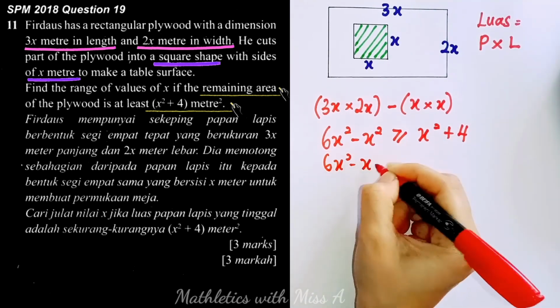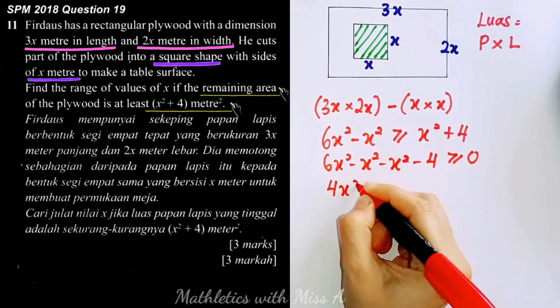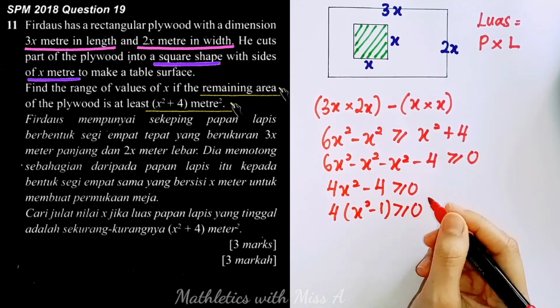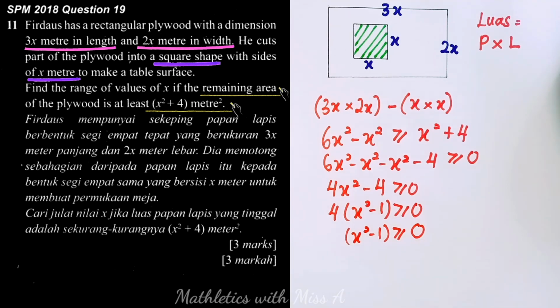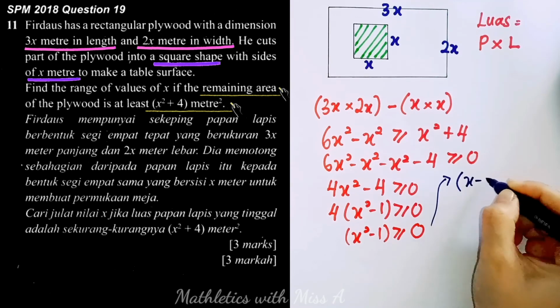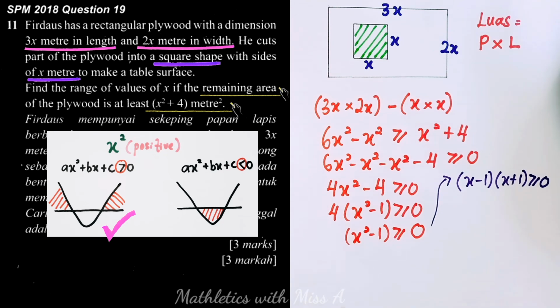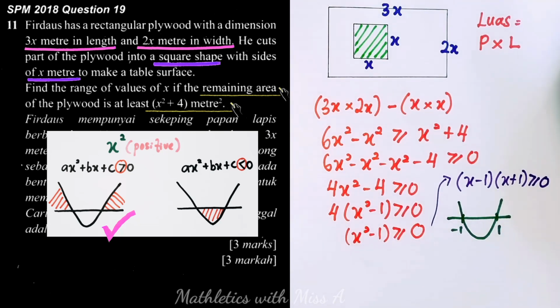Then rearrange. Then factorize. So in bracket x power of 2 minus 1 greater equal than 0. Then factorize again, so x minus 1 times x plus 1 greater equal to 0. Because a shows the positive value, so it will show smile face graph. Then the x value must be positive. So x equal or greater to 1.